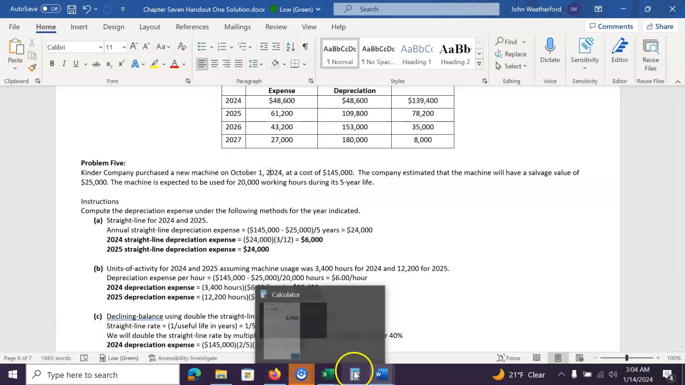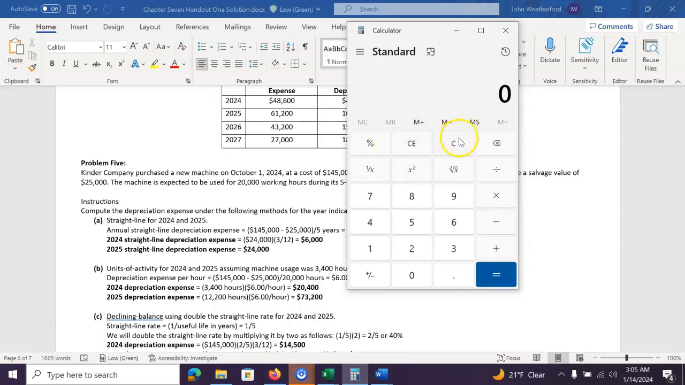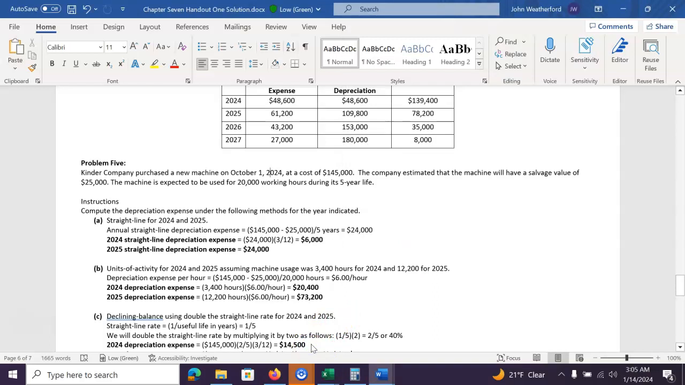So in punching that in the calculator, it looks like this. I would just say 145,000 times 2, it equals, divided by 5, and it equals. So 58,000 if it were in service for a full year. It's not though, so we're going to multiply by our 3 months, and then again divide by 12 months. And that gets us to our 14,500 for year 1 there.